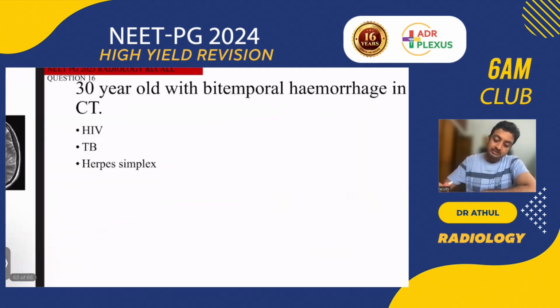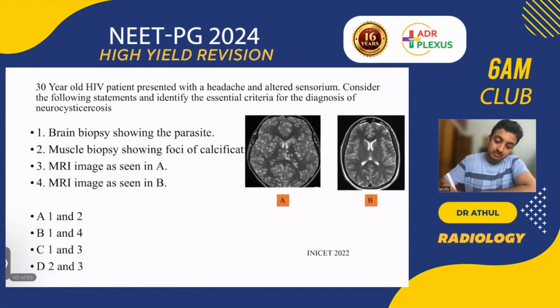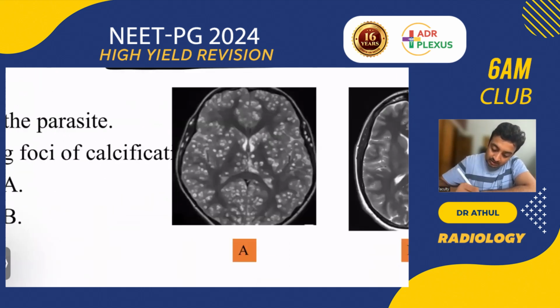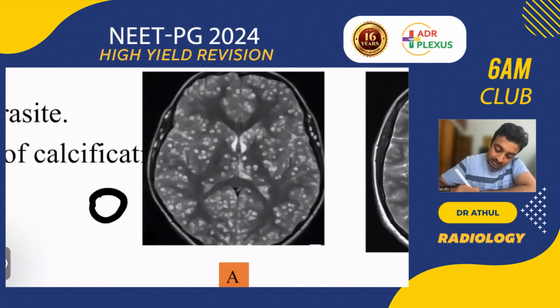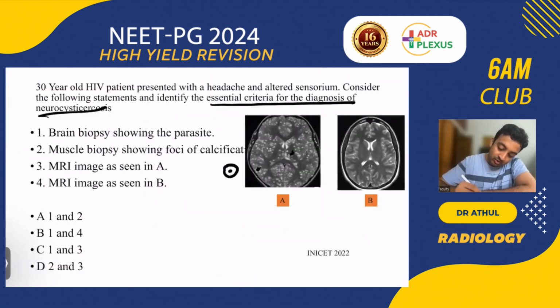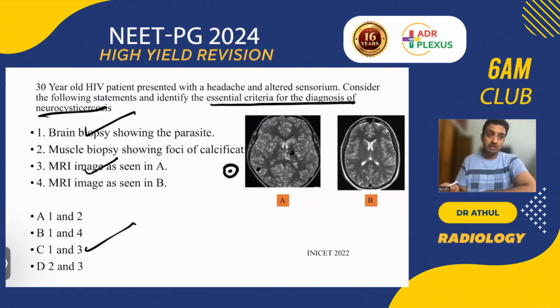So this is another case. What is the diagnosis here? What is the essential criteria for the diagnosis of neurocysticercosis? So if you want to make the diagnosis, you should see the NCC with the central scolex like this. You should be able to see the central scolex like this, and you have to confirm it by taking a biopsy. So you have to do a biopsy, and you have to get an MRI image like this. So it is 1 and 3. That is the concept here.